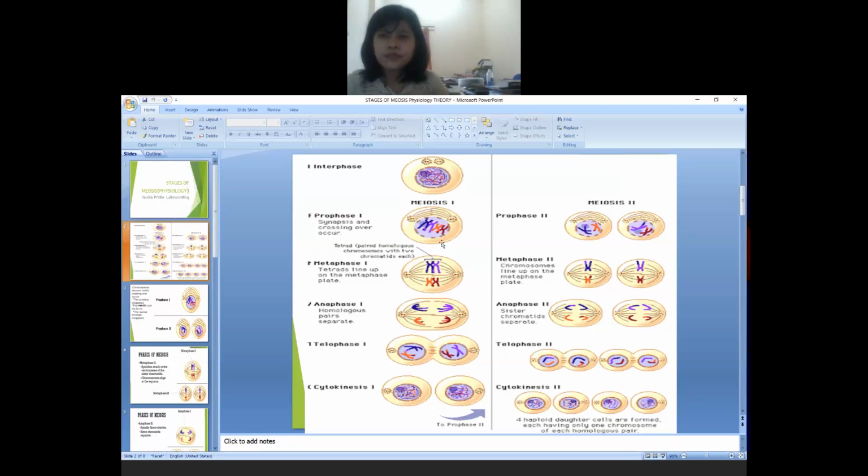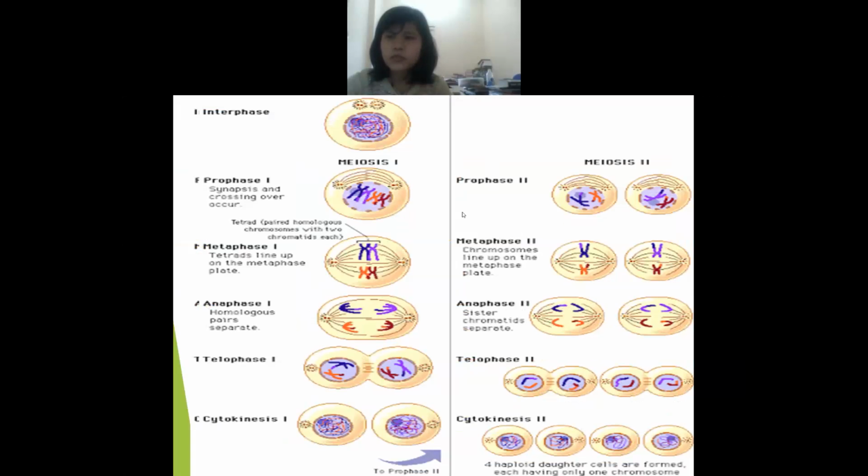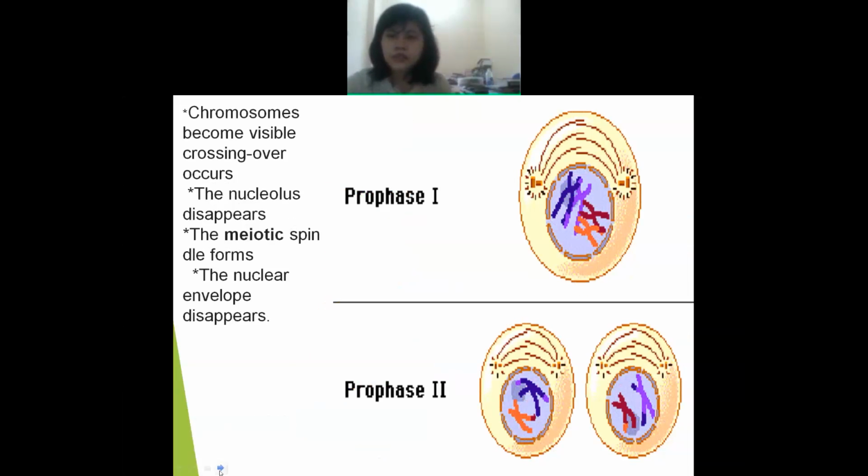So ma'am, this is meiosis. Here in the meiosis, from the picture itself, you just see. In the meiosis, what happens? Only one cell was there in the interphase. But after cytokinesis, from one cell it comes to four cells. Also we can see four haploid daughter cells. So we will discuss about this.